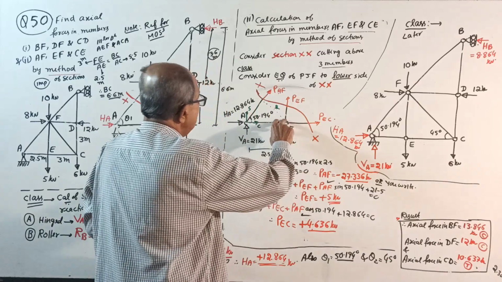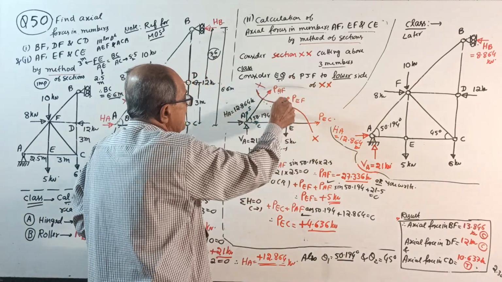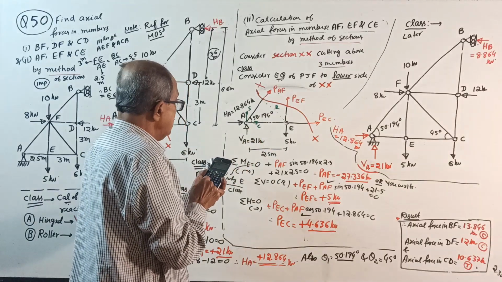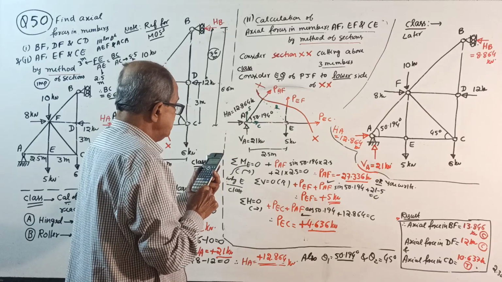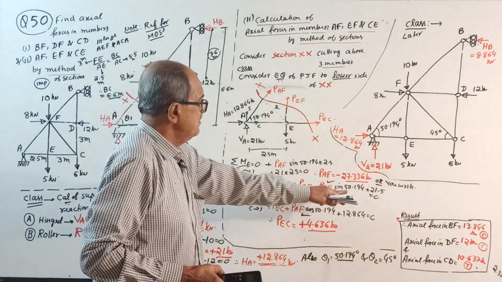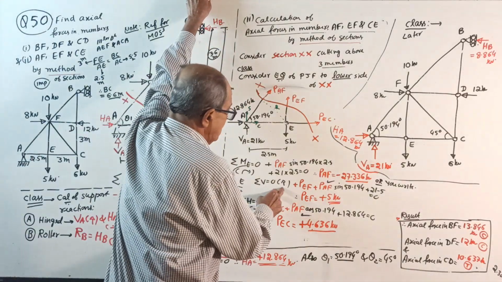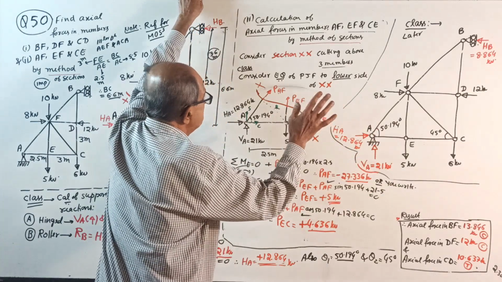Then if you take moment, see, PAF into that perpendicular height, so reciprocal into 21 into 2.5, 27.336, same answer. Okay. Then sigma V0, I should not explain, waste of time.